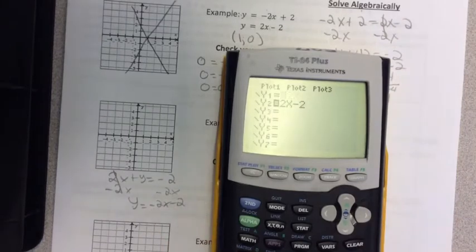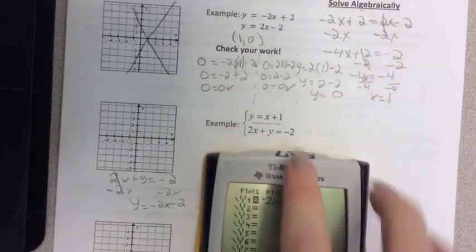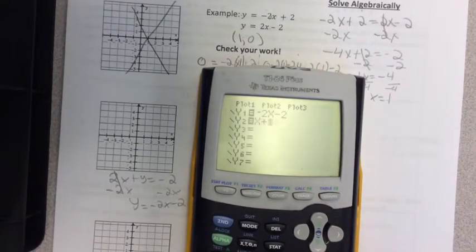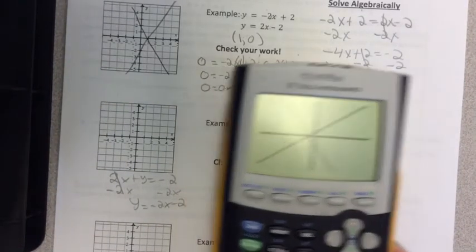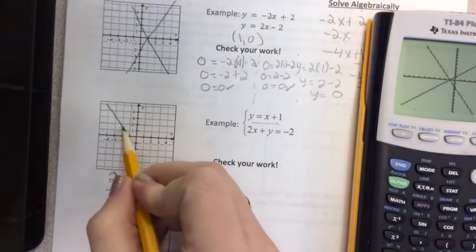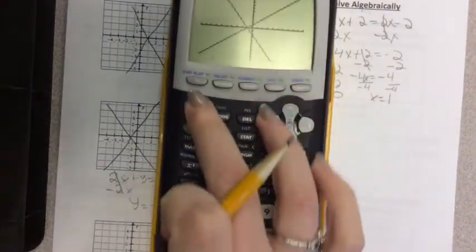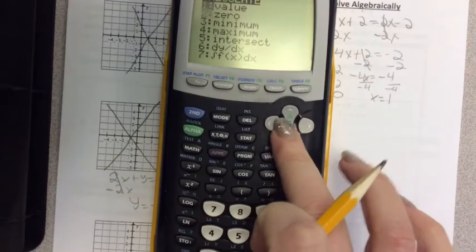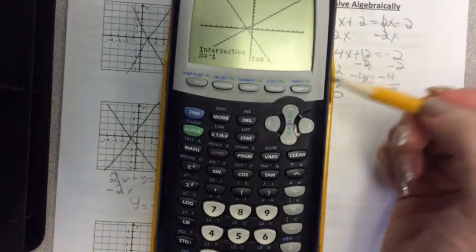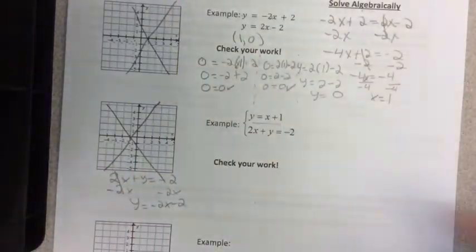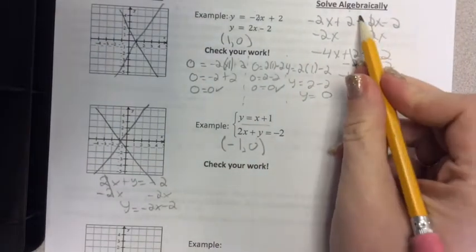Alright, so I have this one, which is negative 2x minus 2. And then our other one was x plus 1. Again, I'm going to hit graph. I'm going to draw that picture as best as I can. Okay, and then I'm going to use second trace 5 for intersect. And then hit enter 3 times until it gives me my intersection, which is negative 1, 0, which means that's my solution.